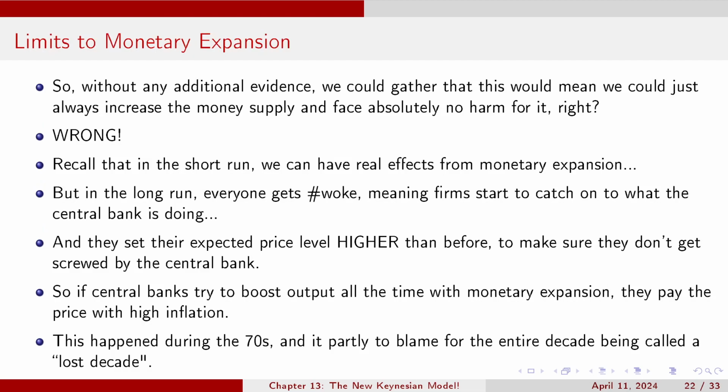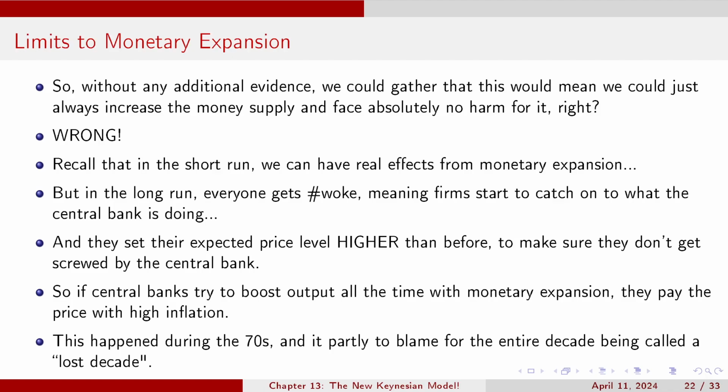But like I'd said earlier, we can't just do this forever. Maybe you'd think we could do this forever, and, at face value, it would make sense to be able to do this forever. But as I've said, there are effects. In the short run, there are real effects of monetary expansion. In the long run, there are no real effects, but there are still nominal effects. And those nominal effects aren't good.